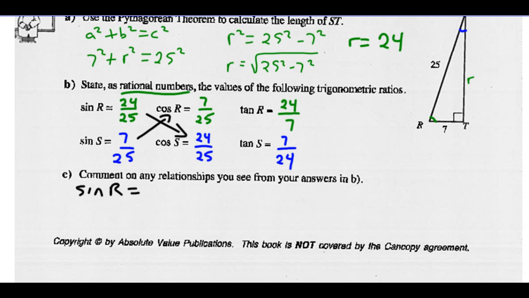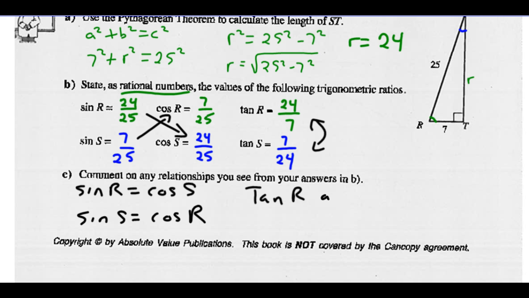Sine of R is equal to the cosine of S. We notice that the sine of S is equal to the cosine of angle R. And we also know that these two ratios, tangent of R and tangent of S, are, what's a special name when they flip numerators and denominators? They're called reciprocals.